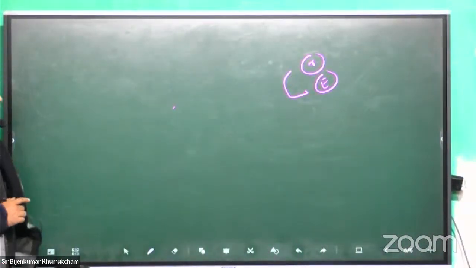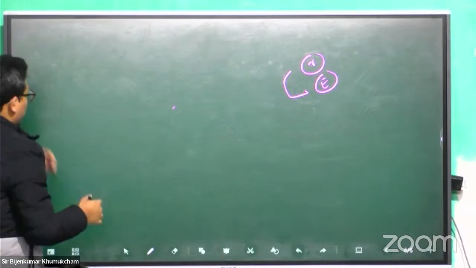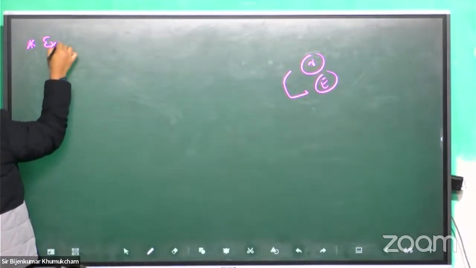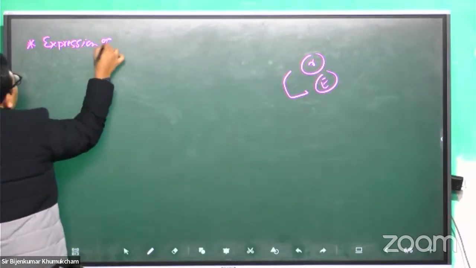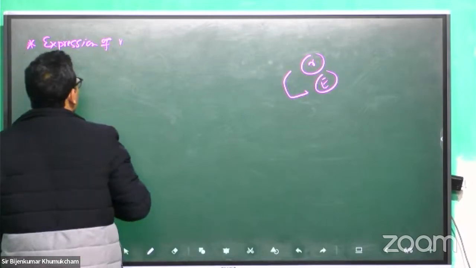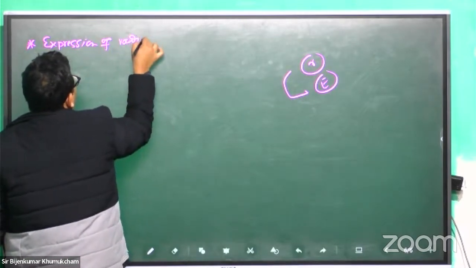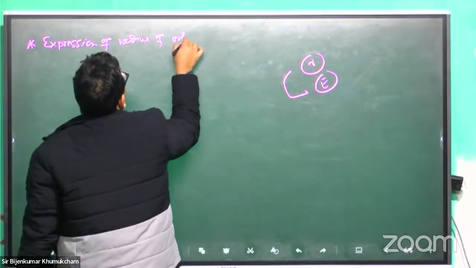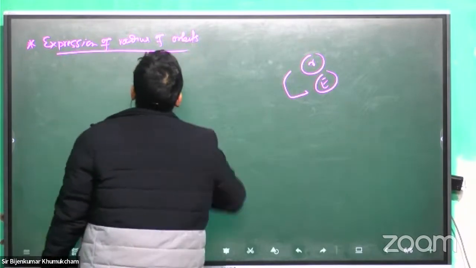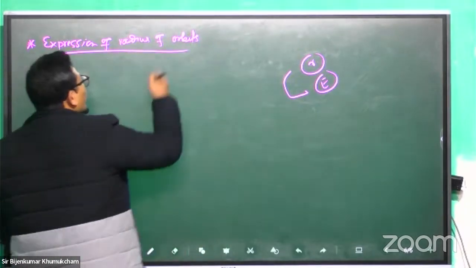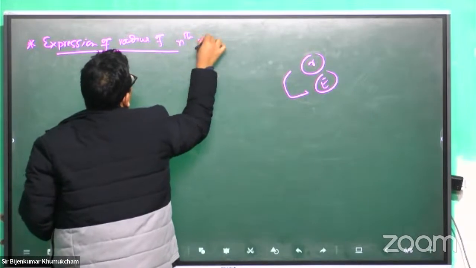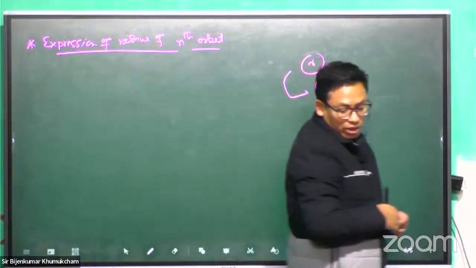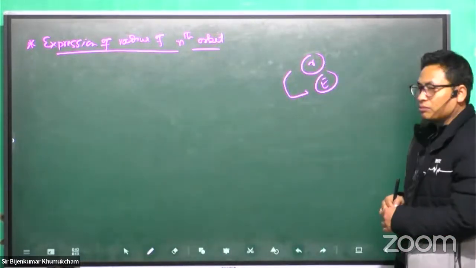So now let's first derive the radius. Derivation for the expression of R, the radius of the nth orbit, going from the first orbit, second orbit, third orbit. Let's try to derive the expression of radius.